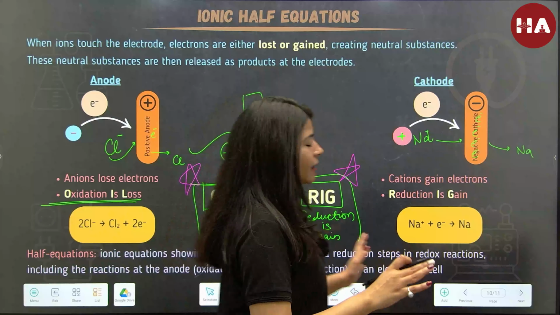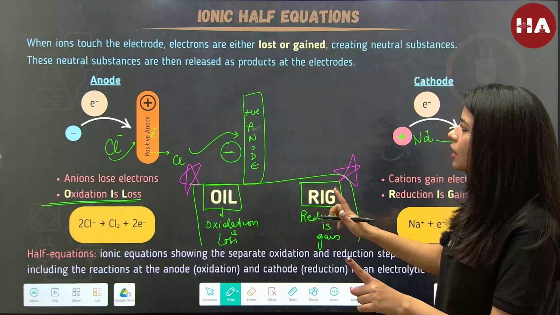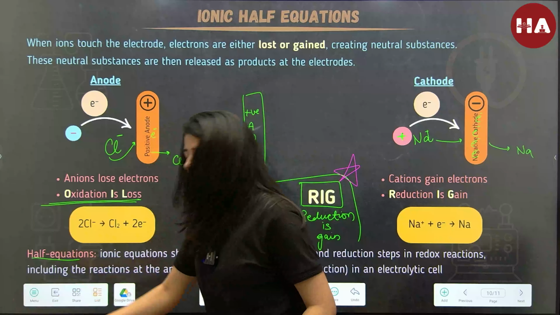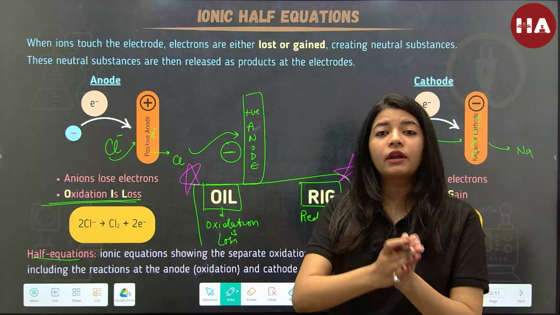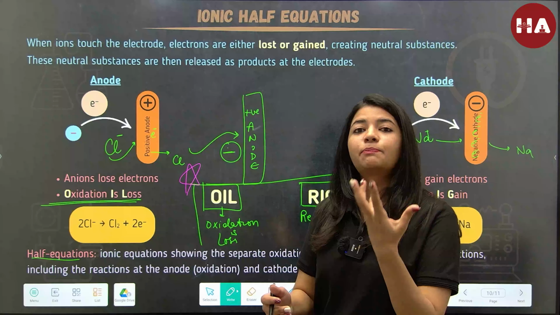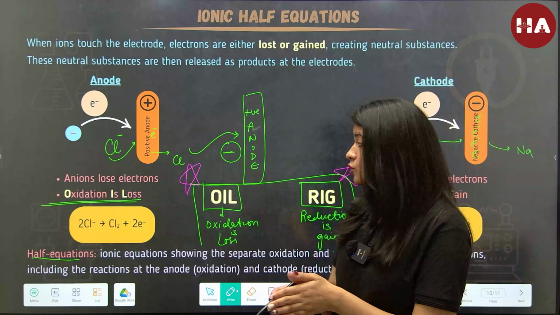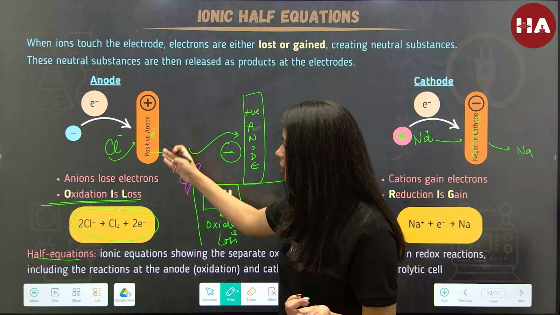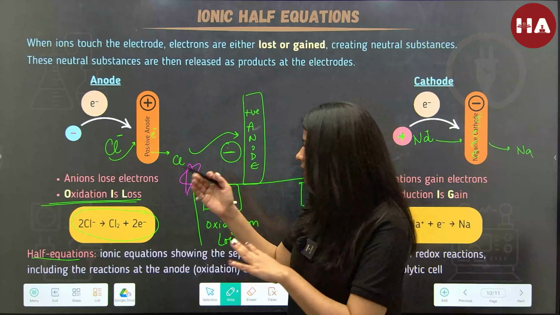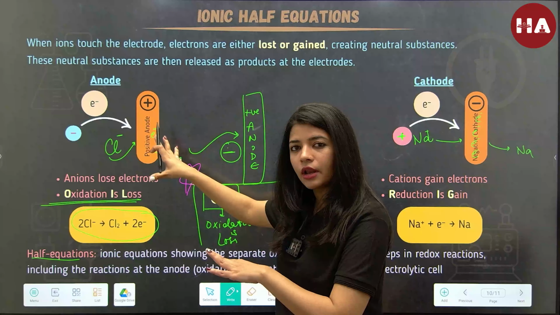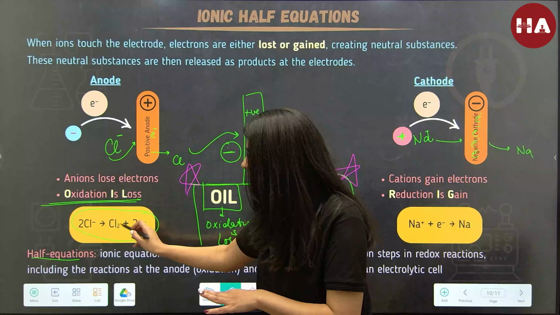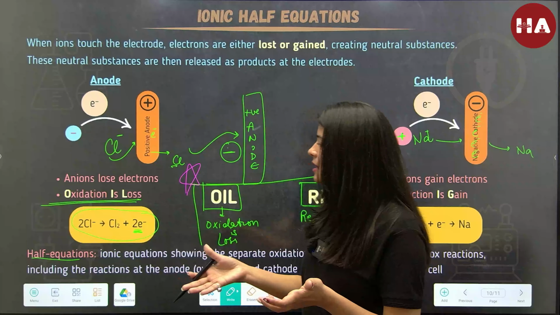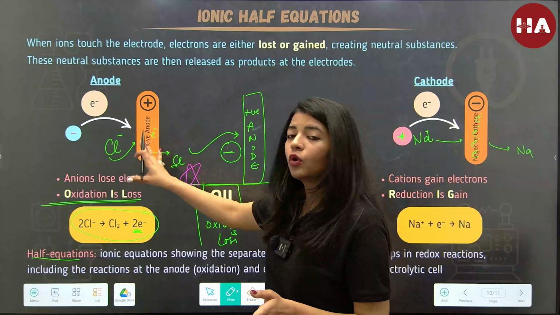Take a minute and please write this down. Before leaving the slide, let's also define one more thing. What is a half equation? When we write separate equations explaining what is happening at a particular electrode, that is known as a half equation. For example, what is happening at the anode? Cl minus visits the anode electrode, it leaves its electron, and it becomes Cl. It loses that charge. So this is the anode half equation.